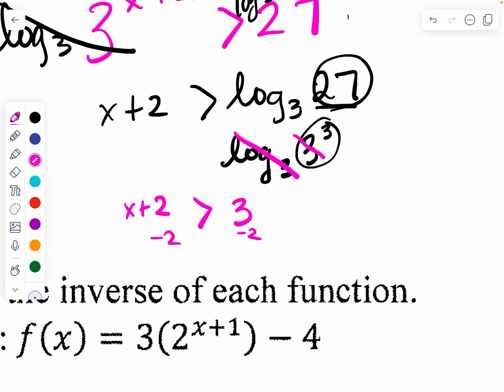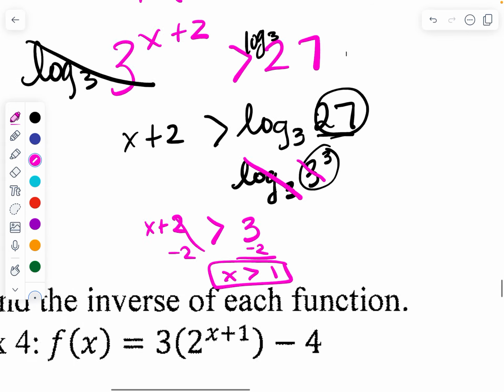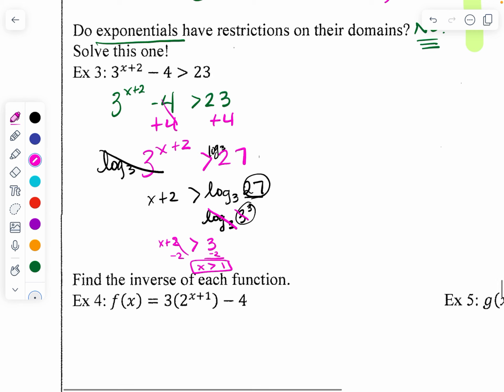Go ahead and solve, and we get x has to be greater than or equal to 1. If I was going to put that in interval notation, if this is 1, it's going to look like this. So we're going to say it goes from 1 to infinity.